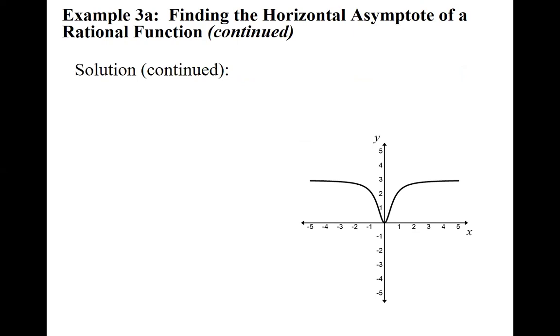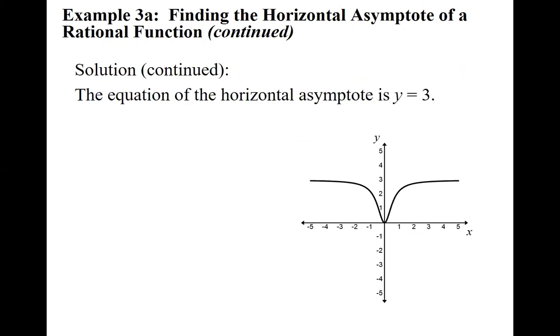So here's what the graph of that actually looks like. And we can see there is, in fact, a horizontal asymptote at 3. Because as we go left forever, we approach that value of 3 from the bottom. And as we go right forever, we approach that value of 3 from the bottom.